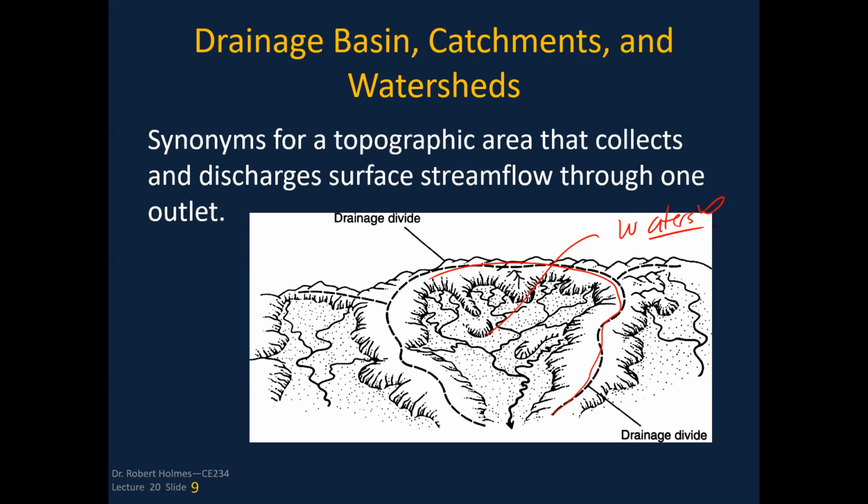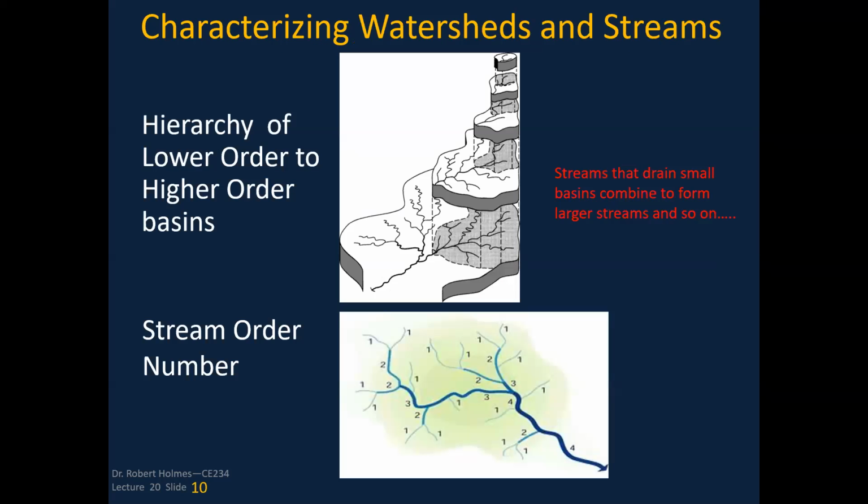We also know it as a drainage basin. We might also call it a catchment, but you'll hear me call it the watershed. When we look at characterizing watersheds and streams, there's a hierarchy of streams, and the stream order number is one of the ways that we describe streams. A first order stream is a stream very high up in the watershed that has no tributaries contributing to it. These are typically intermittent streams.